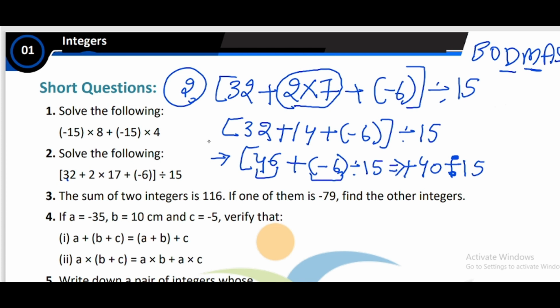32 plus 2 into 17. Here 17 is given, so we take 17. Let's see. That is 2 into 17, that is 34. Then we add 32 plus 34, that is 64. Sorry, 66. Then 66 add with minus 6, that is 60.